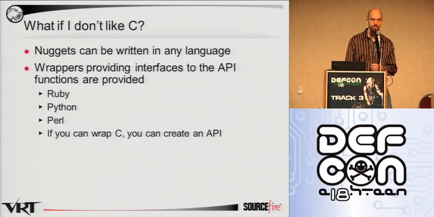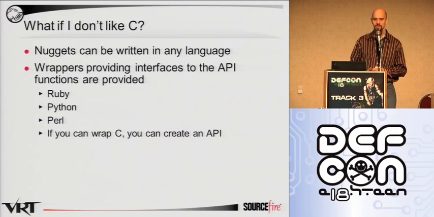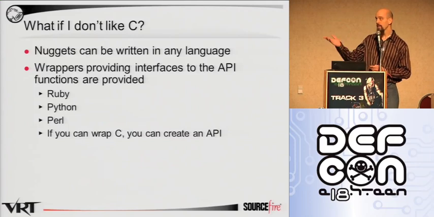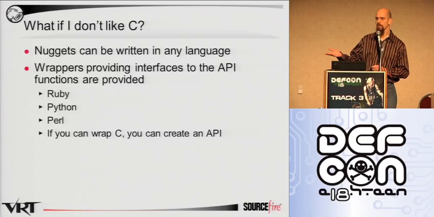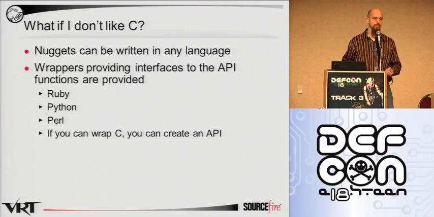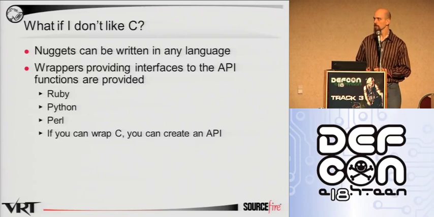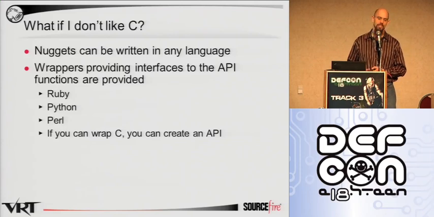Okay, what if you don't like C? Well, shame on you, but if you want to use some sort of scripting language or something else other than C, we do cater to that. I apologize, we don't actually have these APIs available right now, but they're close. But Ruby, Python, and Perl. If you have any other languages that you wanted to write nuggets in, Haskell, I guess, Smalltalk, just create an API, just have the C wrapper. If it's available, it can be done.